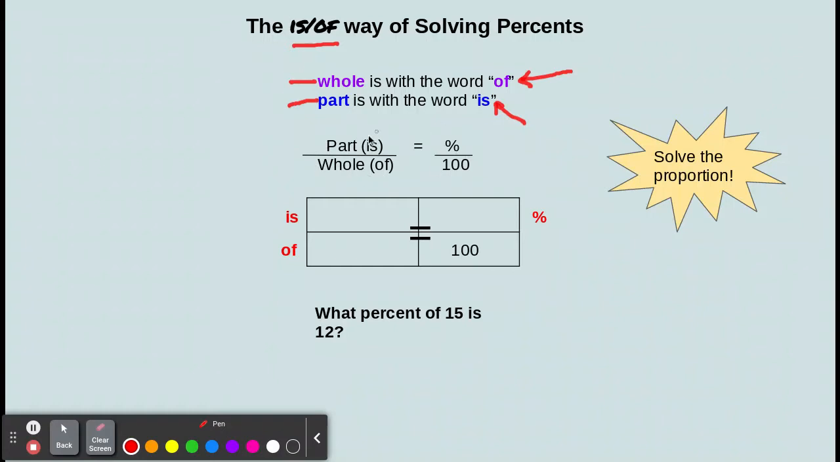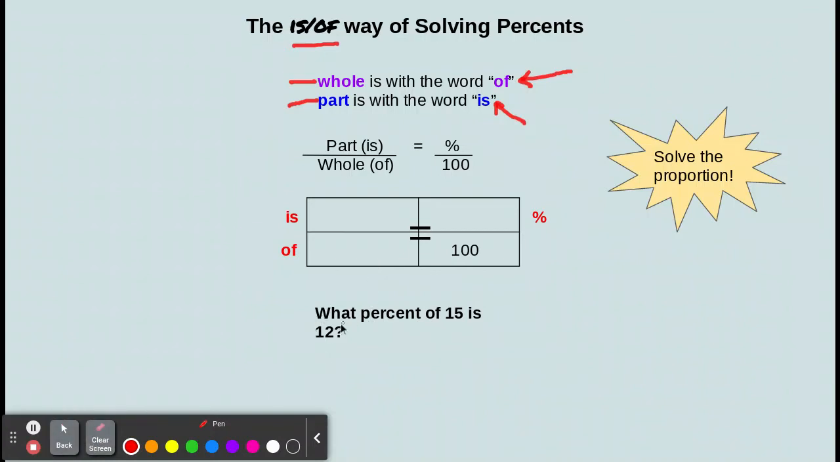So here is the percent proportion again. Part over whole equals percent over 100. I simplified it and put it into a box. Each box represents one of the words. This box represents is, this box represents of, this box represents the percent. As you can see, this matches our percent proportion. But it's simplified because all you have to do now is look at your question, match the words, and put the correct number in the box, then solve your equation.